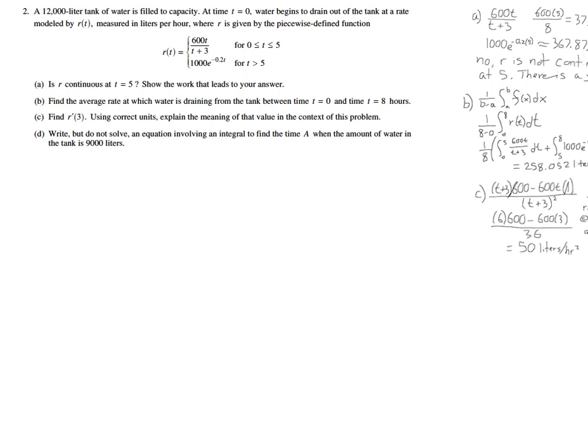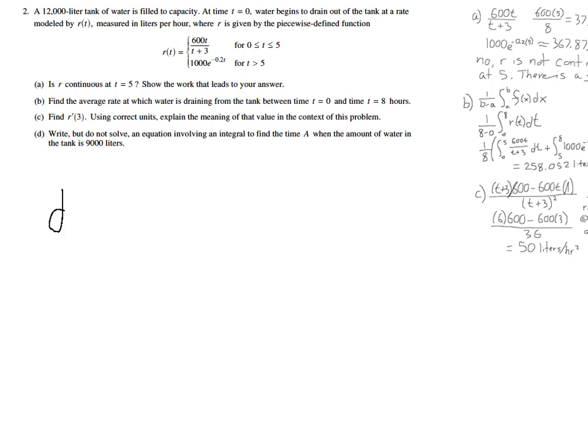So part D says write but do not solve an equation involving an integral to find the time A when the amount of water in the tank is 9,000 liters. So what we have to think about here is they've given me a rate equation to start, and now they're asking me about the amount of water that's in the tank. So immediately I should think about going from a rate to an amount. I'm thinking about integration here. And if I want the total amount to be 9,000, I need to take the amount that I started with and then subtract the amount that's drained out.